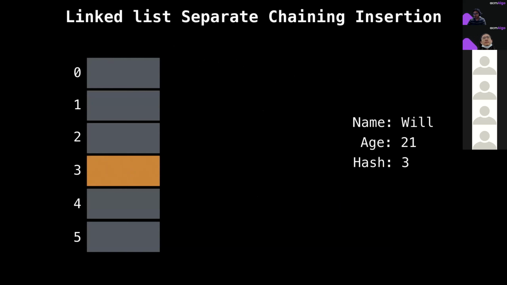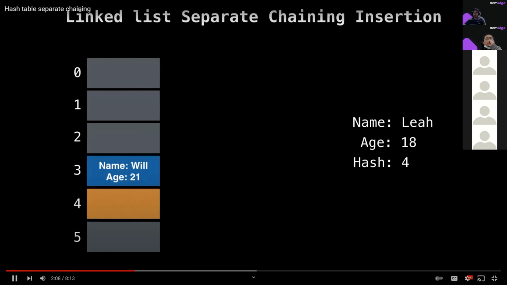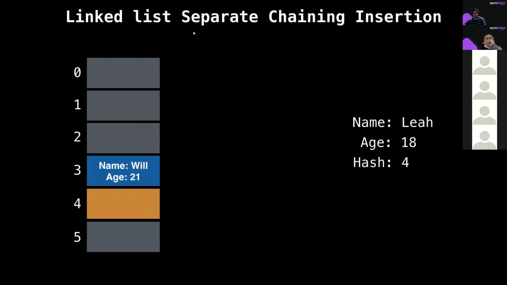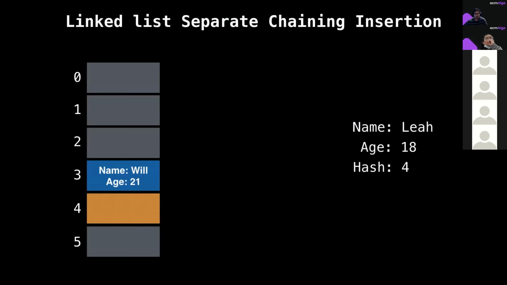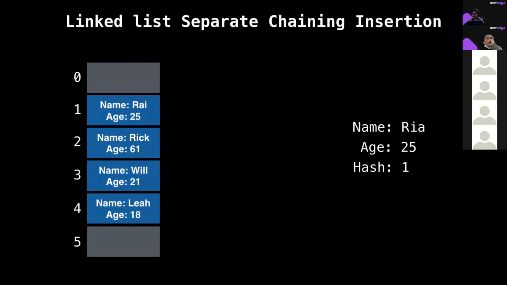Okay, so our first person is Will, his age is 21, and he hashed to 3. So we're going to put him in slot 3. Leah, age 18, hashed to 4. Since she hashed to 4, we're going to put her at index 4. So the hash is a way to index into the array. Okay, Rick, age 61, hash 2. We're going to put him there. And Ray, age 25, hash 1. We're starting to get a little bit full in our hash table here, so we might get some collisions pretty soon.